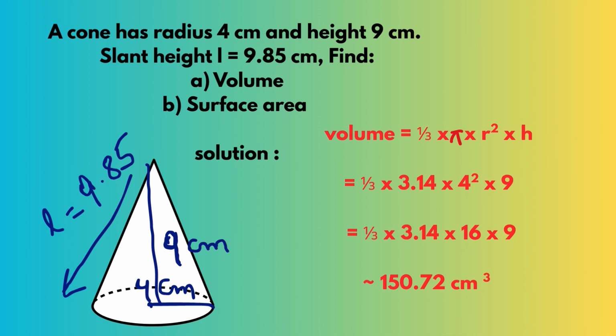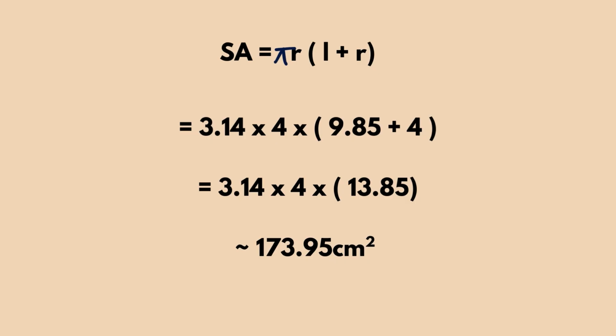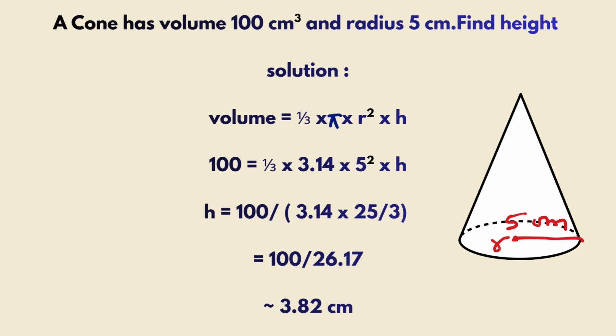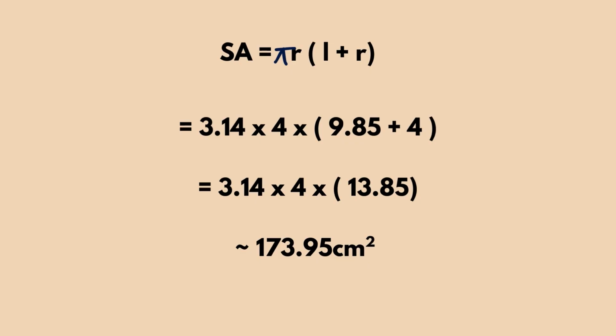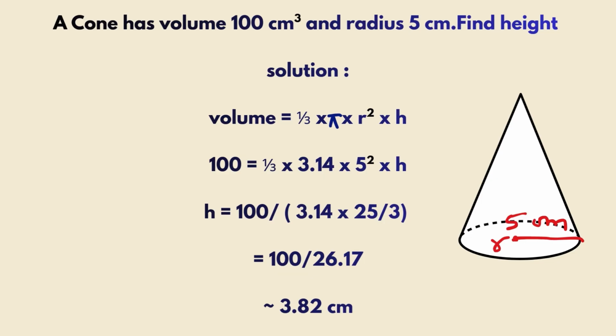Okay. Next problem, we need to find the height. Again the same cone problem. We are given the volume of a cone is 100 centimeter cube. Radius is 5 centimeter. We need to find the height. We know the formula for a cone's volume. Just put the numbers in that formula and we will find the height of this cone.